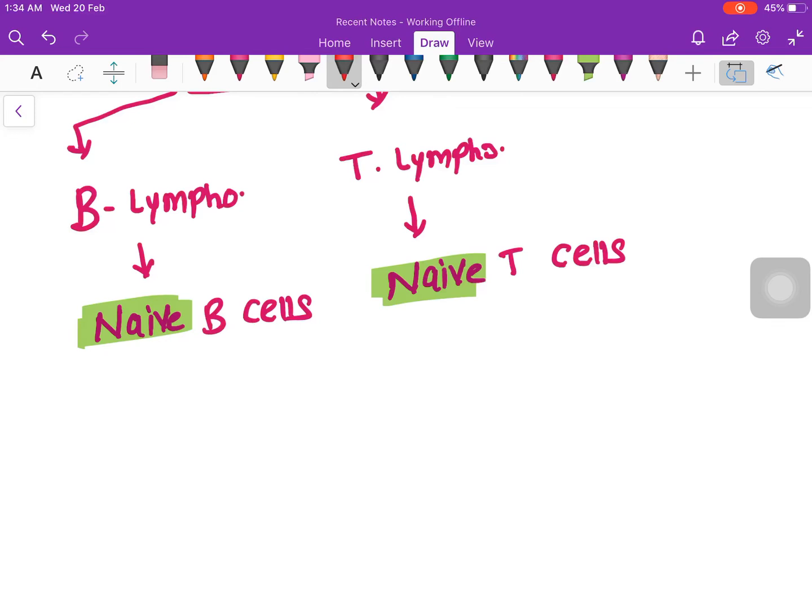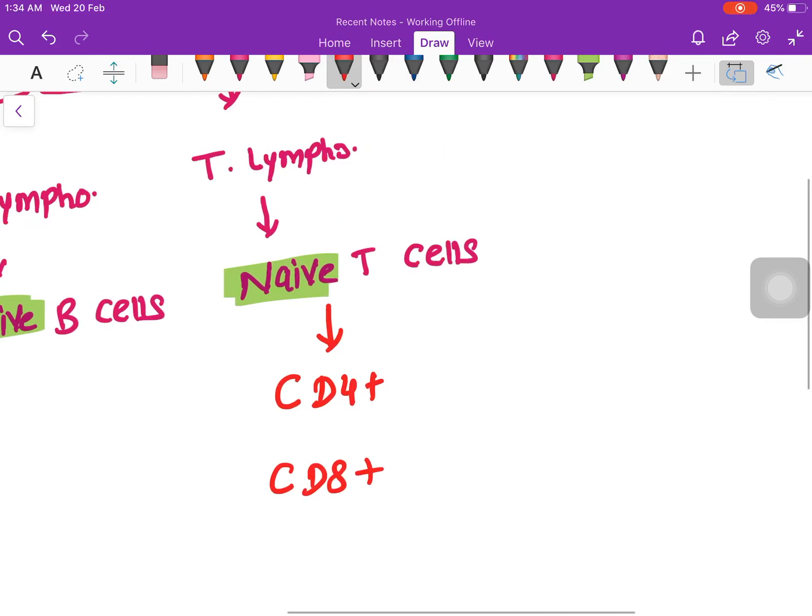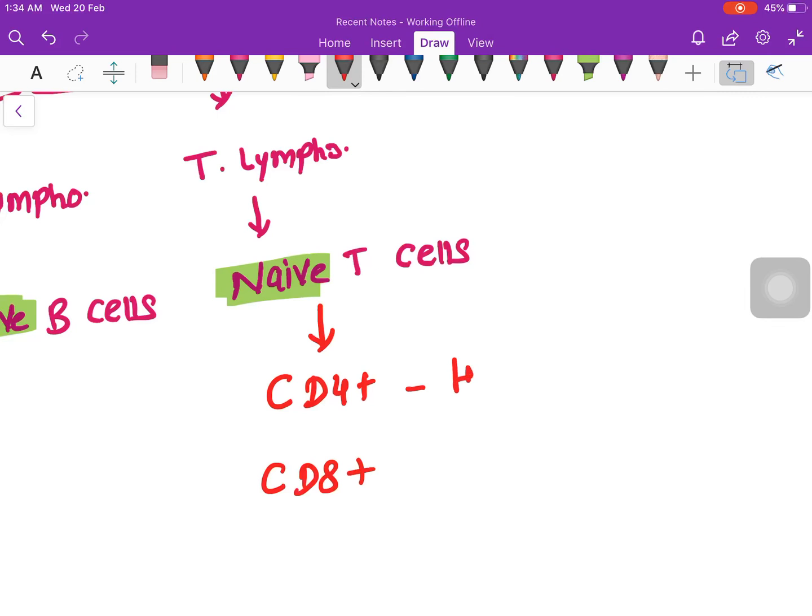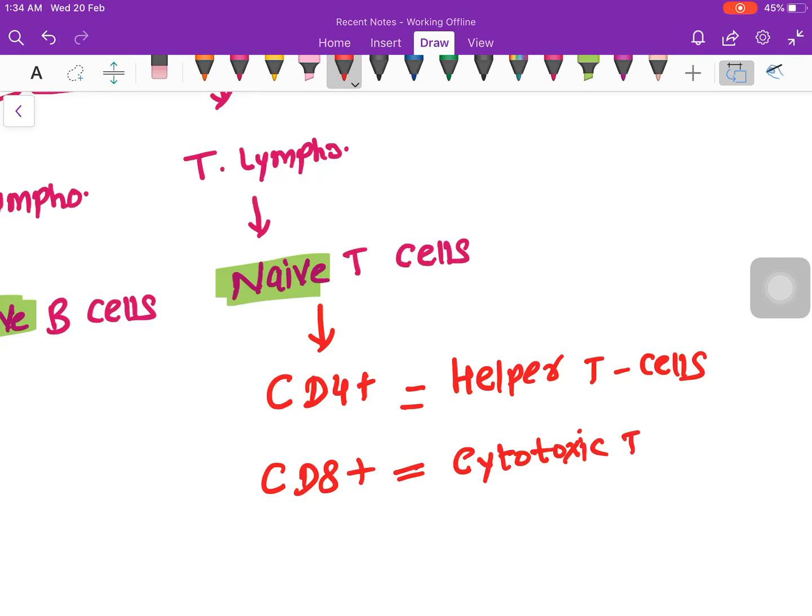These naive T cells may express CD4 or they may express CD8. When it expresses CD4, we call these helper T cells. If it expresses CD8, we call these cytotoxic T cells.